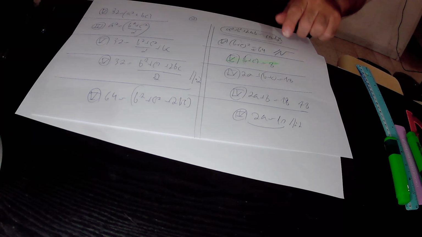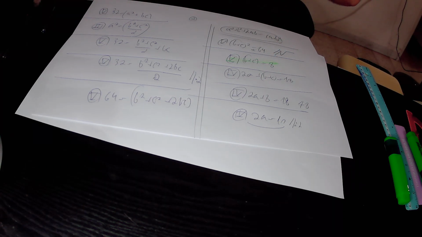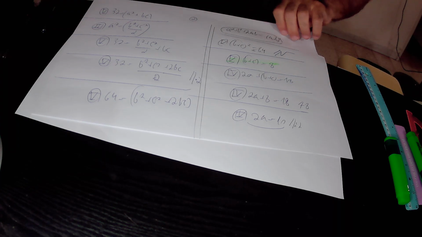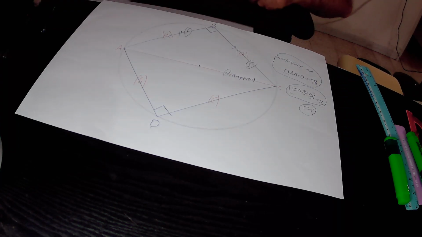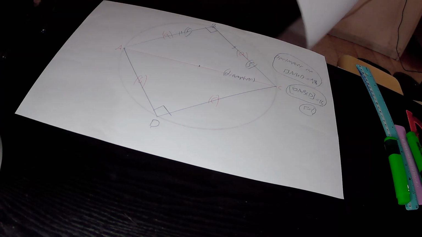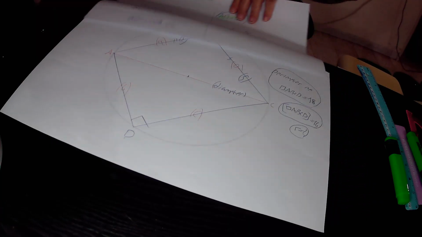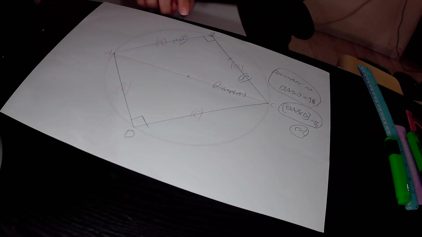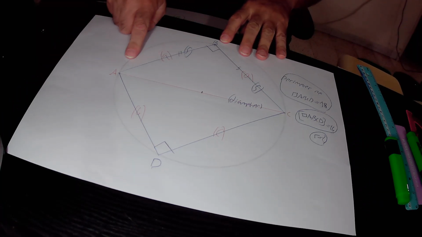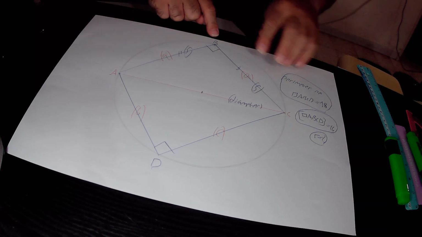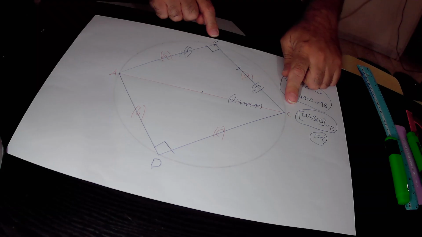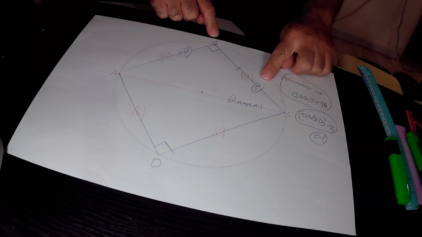Here we divided this equation by 2, and we found out that A equals 10 over 2, that is 5. So A equals 5 units in length. This is AB, which equals A, and A equals 5. So AB equals 5, and BC also equals A, which equals 5 units in length.